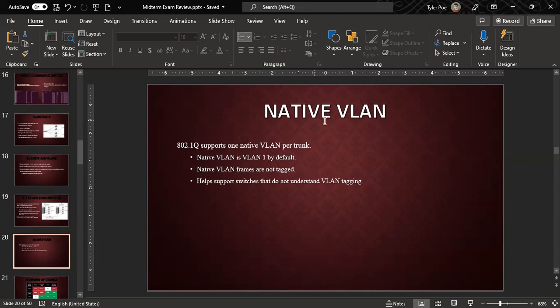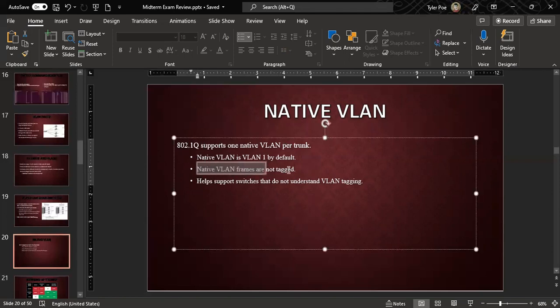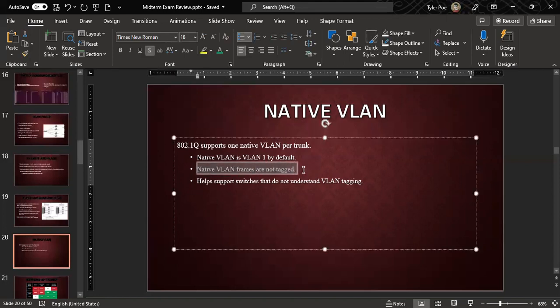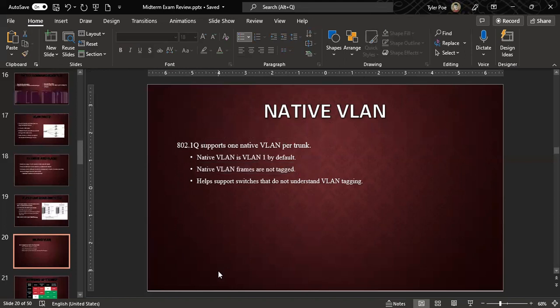Now, there's an important point you need to know, which is the native VLAN. The 802.1Q protocol, which is a trunking protocol, supports one native VLAN per trunk. The native VLAN is typically VLAN 1 by default. An interesting point is that native VLAN frames are not tagged. I noticed some of you got that wrong in the first test. Keep this in your mind: native VLAN frames are never tagged. So if it's the native VLAN, the switch does not add any data at all. It just sends the frame as it is. Native VLANs are important to help support switches that do not understand VLAN tagging.